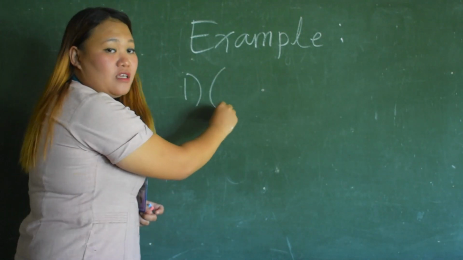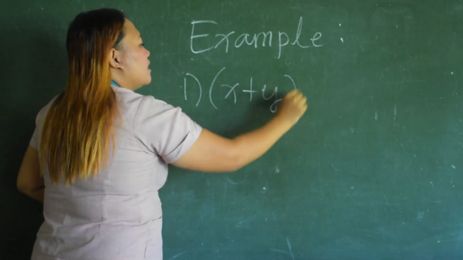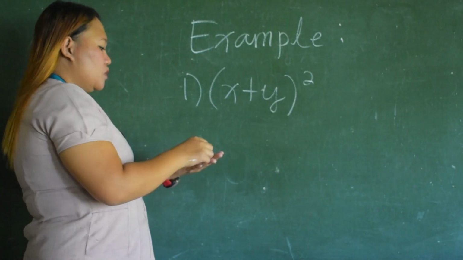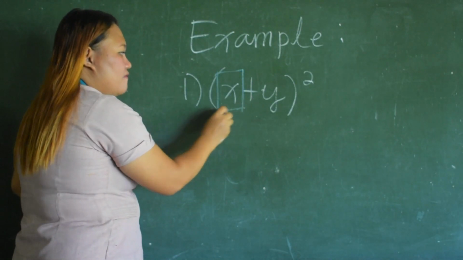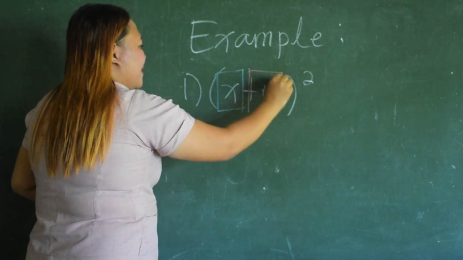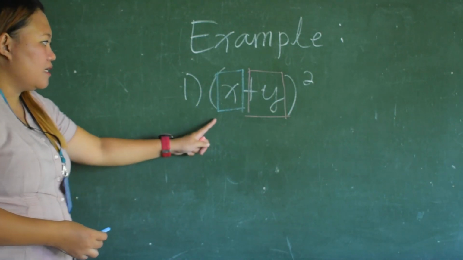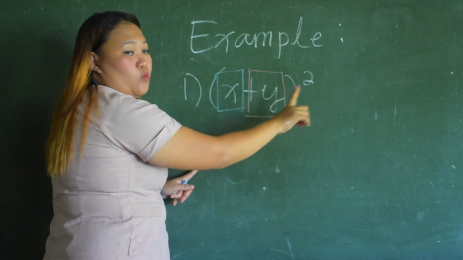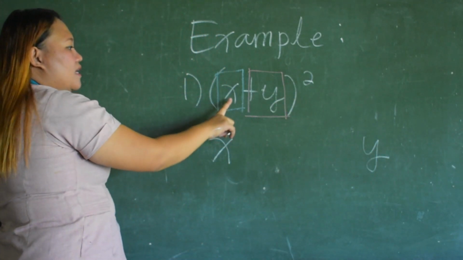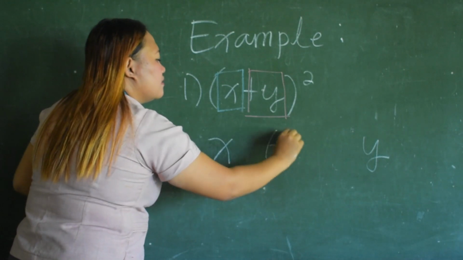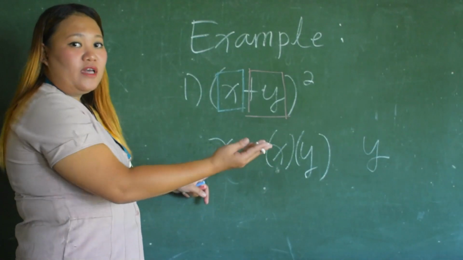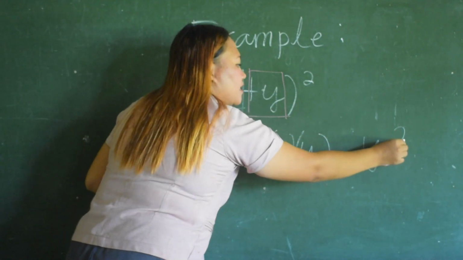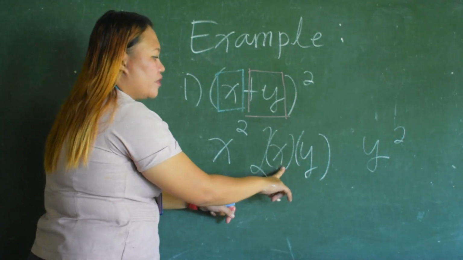We have here the quantity of x plus y squared. Now let us first determine where is the first term. The first term here is positive x and the second term is positive y. Applying the pattern, first let us copy the first term here, x, and then the second term, y. Okay, now let us apply the pattern. Square the first, square the second, and then twice the product of first and second.